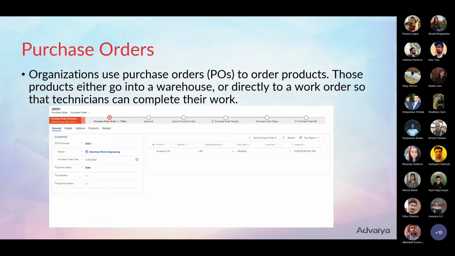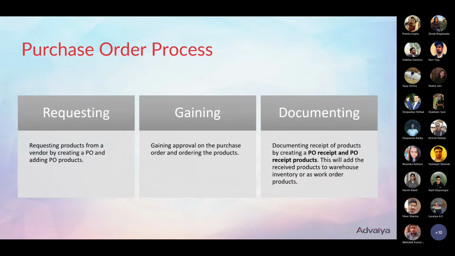And after that, in the PO process, we need to mention all the basic details, like the vendor, the PO date, and the system status of the PO. To create a PO, we need to follow the process of requesting, gaining, and documenting. In the requesting, we create a PO and add the PO products. The PO is associated with the vendor from whom we need to order all the products.